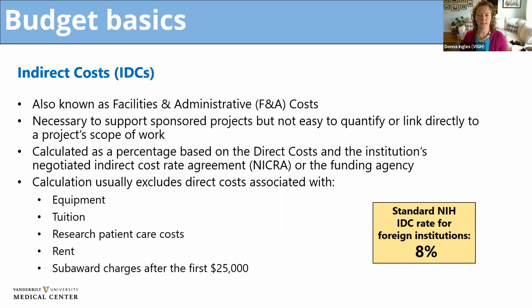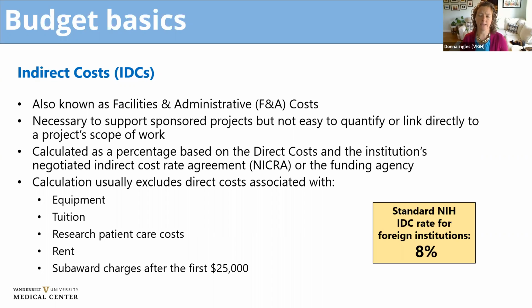The funding agency sometimes puts a cap on the indirect costs for funding announcements. And part of that is to avoid the really large total cost budgets. And so for foreign institutions, the NIH currently has a standard IDC rate of 8%. There is rumor that they may increase that in the future, and we would really like to see that. I know that 8% is very low.